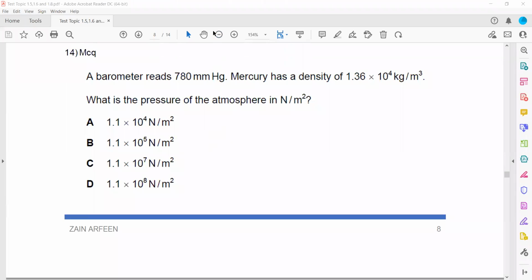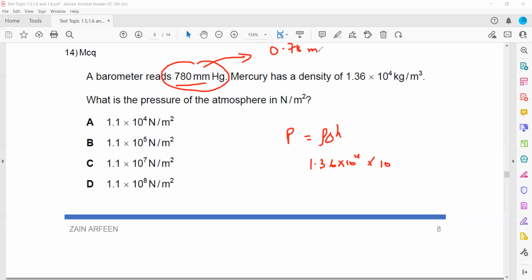A barometer reads 780 millimeters. Whenever you are using pressure exerted by a liquid, what is the pressure of the atmosphere? Basically, the pressure exerted by the liquid equals the pressure of the atmosphere. So it equals density times gravity times depth. The density is 1.36 times 10 to the power 4. Gravity of the earth is 10. The depth is 780 millimeters, so we divide by 1000 and it will be 0.78 meter. Whenever you substitute the depth in this formula, it should always be in meters. So for question 14, when we substitute the values, it comes out 1.1 times 10 to the power 5 Newton per meter square.